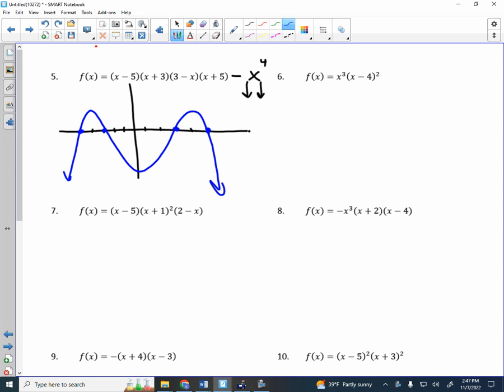Next one, x to what degree? X to the fifth, positive or negative? So it's going to finish up. It's going to start down. Goes through what values? Good. So that's what we want to see, is that it's got a triple root at 0 and then a double root at 4.